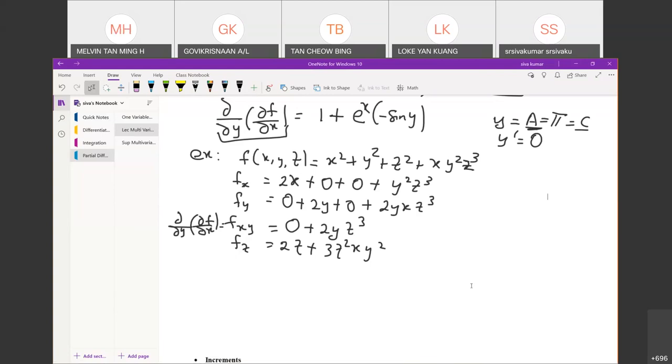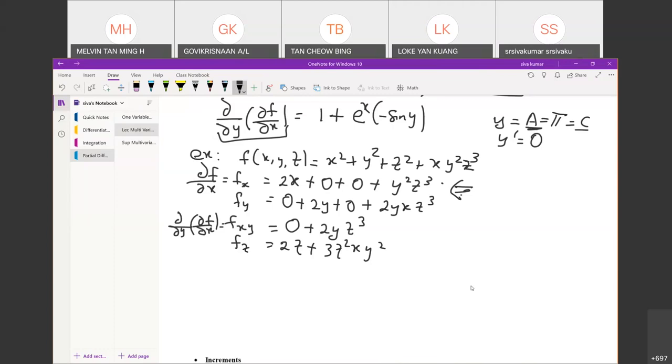I have a question for the f_x. Can you explain why it becomes 0 plus 2y z to the power 3? Look at this one first. Can you see this? We are using this one, we proceed to work on that. See, look at this one here. This is del. You first see del f del x. Now you can see this is del f del x, right?